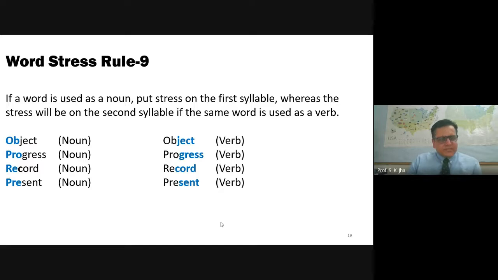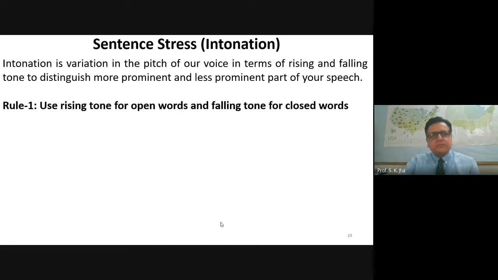As noun, present, but as verb, present. So the distinction has been given in the form of highlighted blue color. Blue color shows your stress. Well, with that, we will move to sentence stress, because in word stress, we saw which syllable should be stressed in a word. But in sentence stress, we are going to see which word should be stressed more in comparison with other words.